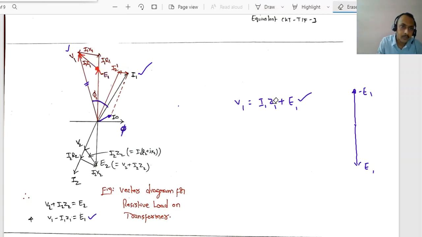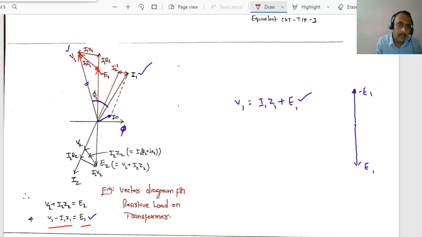So here, observe the arrow direction of I1 Z1. Dear students, observe the direction of I1 and Z1. It is upwards, so its opposite direction will be minus I1 Z1, right? So V1 minus I1 Z1 equals minus E1.